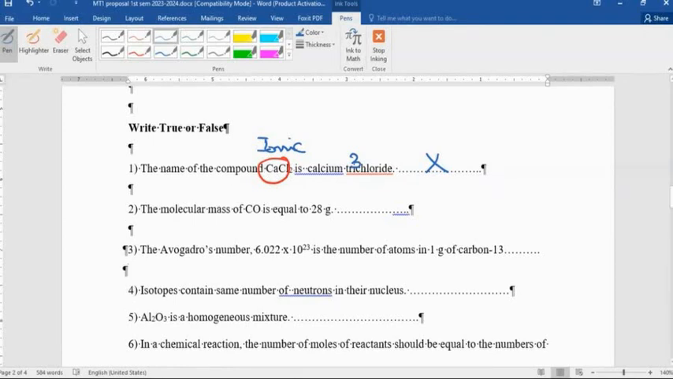Unfortunately, so many students make the correction wrongly. Why? He read carefully: the molecular mass of carbon monoxide is equal to 28 grams. The normal student will say the molecular mass will be equal to 12 plus 16, and he will get 28. And he will say it is correct, I got it, so my answer is true.